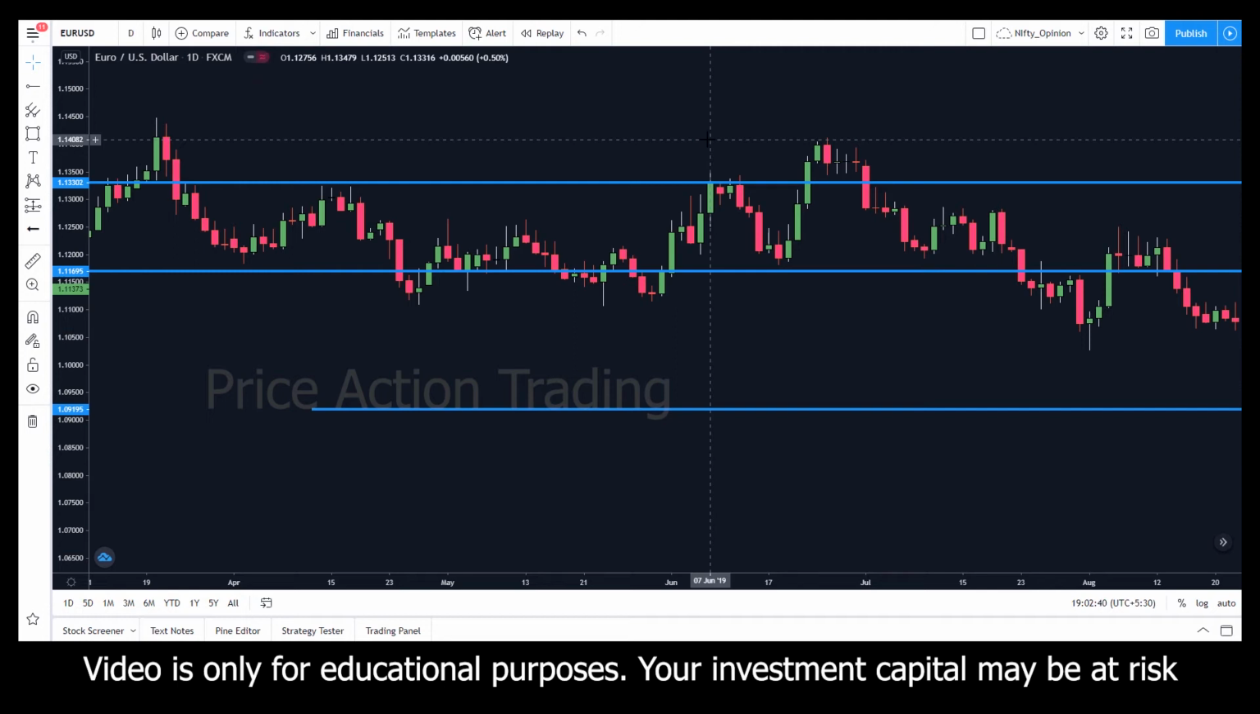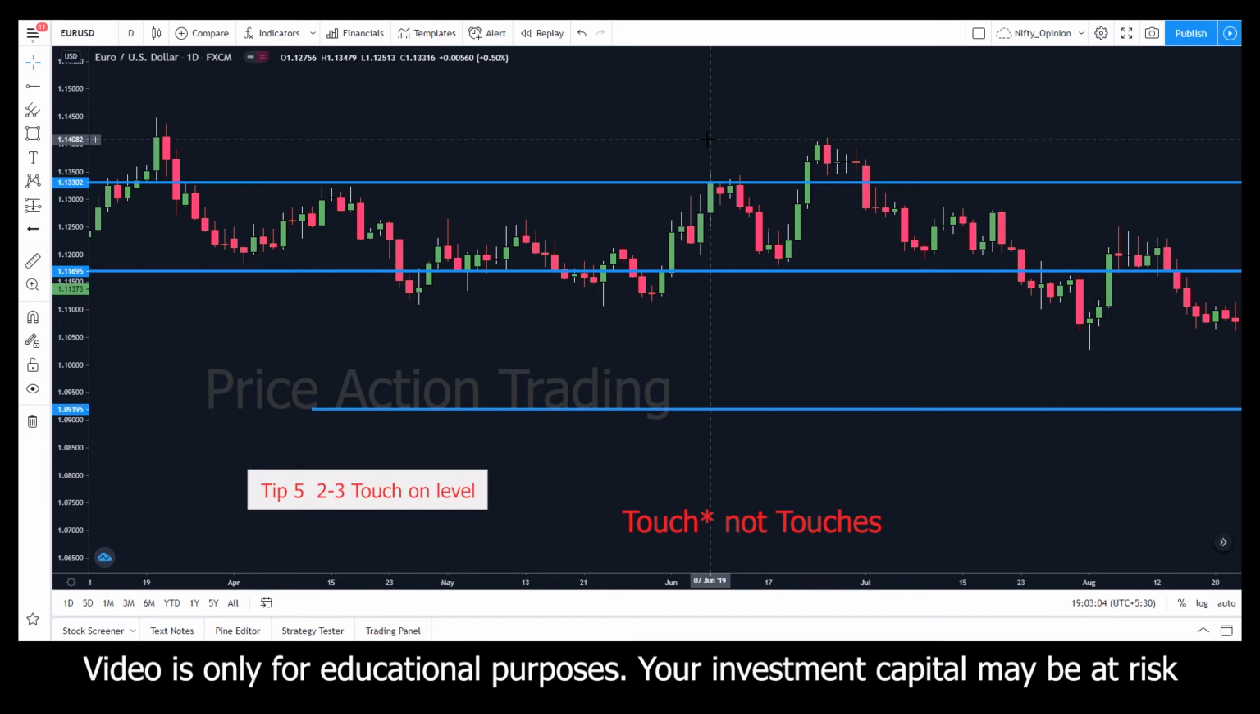That means the support will become like resistance, or the resistance will get created as a support. So it gets interchanged. Doesn't mean the levels will not be there. Levels will be there, but the terminologies will be changed. Like support will become resistance and resistance will become support. So at least 2 touches and maximum up to 3 touches you have to trade.